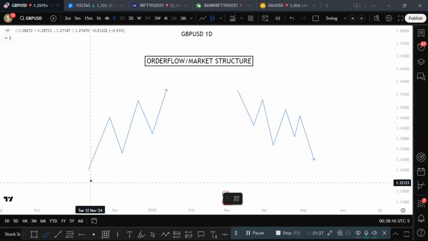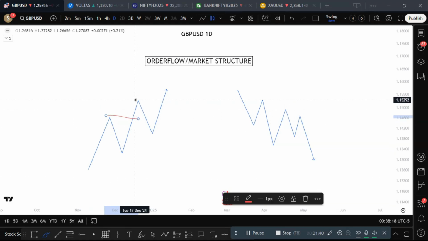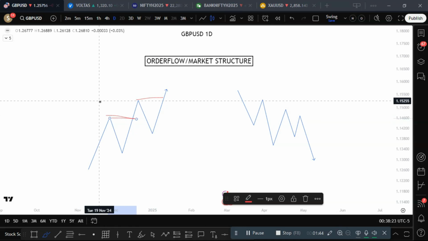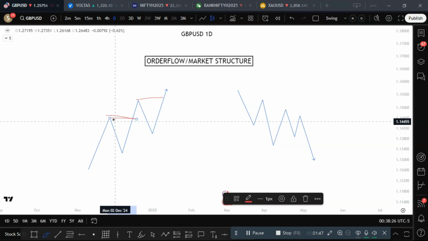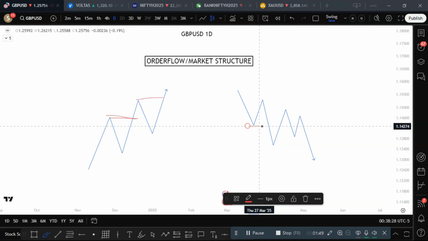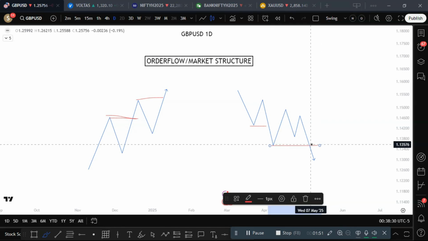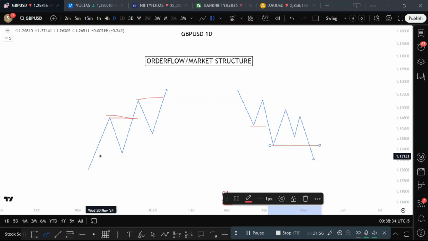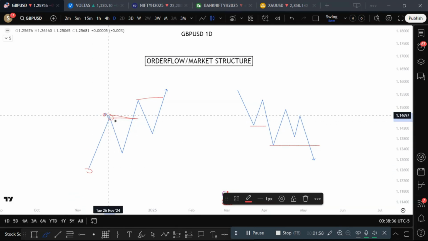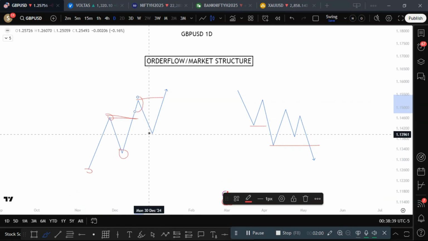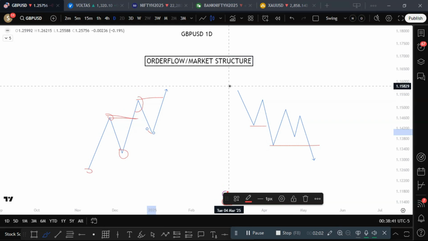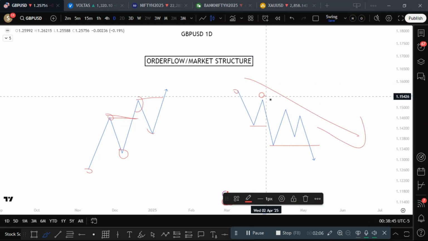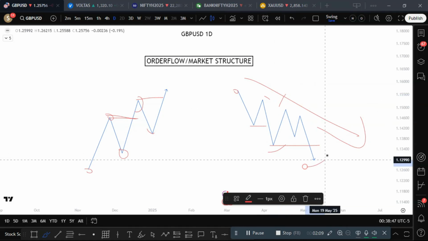Basically we all know market moves up like this. When price goes up, it break structure, we call it BOS, break of structure. When price goes down, it create breakdowns, and we call it break of structure to the downside. And price made higher low, higher high, higher low, higher high, higher low, higher high, and then market goes down, it creates lower high, lower low, lower high, lower low, lower high, and lower low.